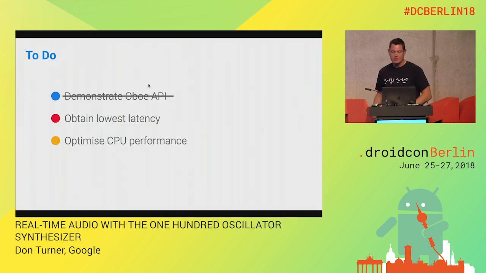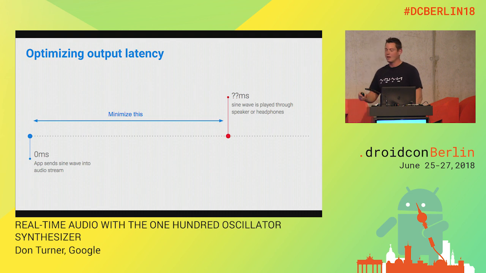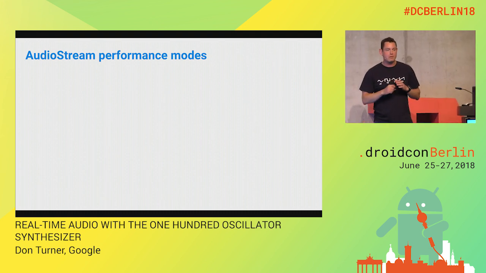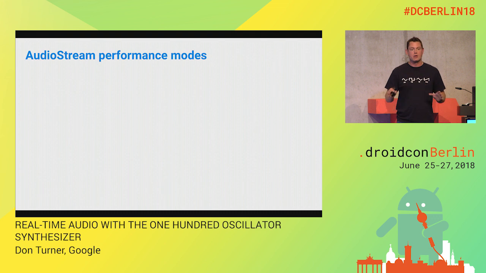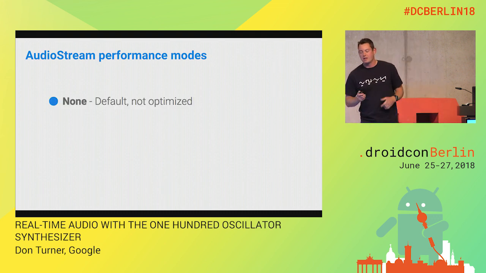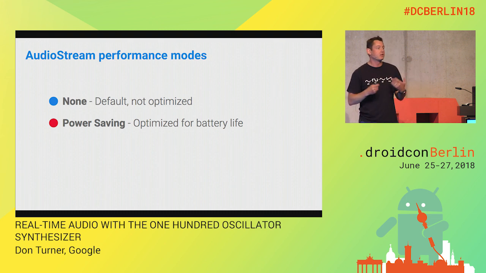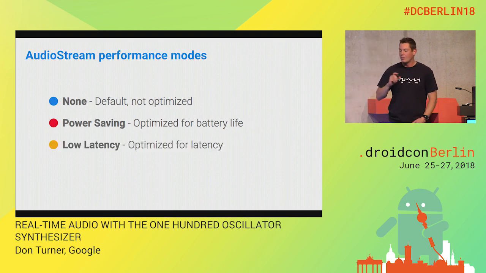So what we're trying to do is optimize the output latency. We can do this in a number of ways. Number one, we can set a performance mode on the audio stream. Now, by default, there's no optimization of the stream. If we were creating a streaming music app, we might want to use the power saving mode, which is going to give us fewer callbacks and conserve battery. But what we want is the low latency performance mode.